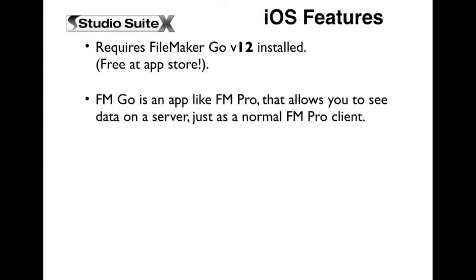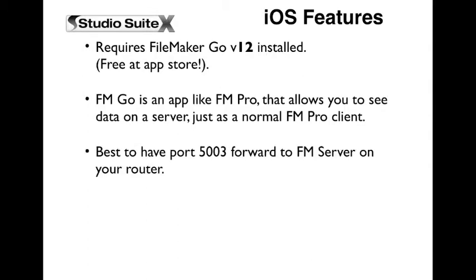FileMaker Go on your iOS is basically an application like FileMaker Pro. It allows you to see the data that's on your server, just as if it were a normal FileMaker Pro client running on your computer. To do that, you do want to have port 5003 forwarded to your FM server on your router. That's kind of a techie thing, but if you go into your router settings, go to port forwarding, or sometimes it's under gaming and applications, you have the option to forward port 5003 to the IP address of your FileMaker server. And we are here to help you if that sounds like gibberish to you. We can do some of that for you.